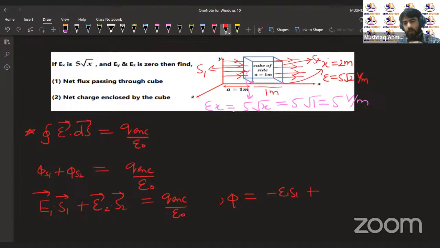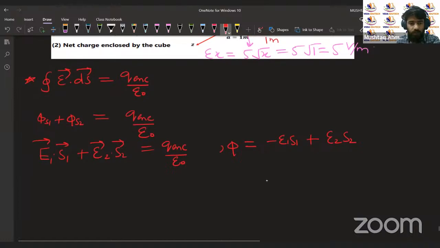And then for the second side, through which the electric flux is moving out, the direction of the area vector is along the direction of the electric field. So it will be E2S2, right? The angle between the surface and the electric field will be 0 degrees. So it will be E2S2. So the net electric flux will be nothing.